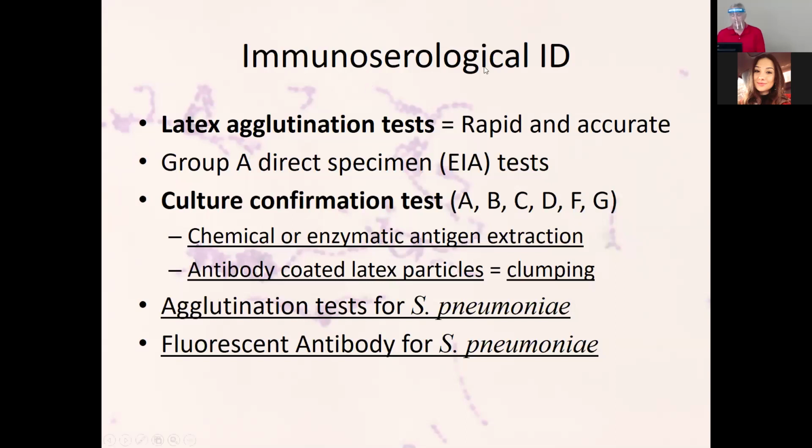We can also do immunoserological ID. We'll do this in immuno. We can do latex agglutination test. We have a group A direct. Then we have culture confirmation for A, B, C, D, F, and G. Okay, so we can actually look for agglutination for strep pneumo. We can do fluorescent antibody for strep pneumo. So there's different ways of finding strep pneumo.